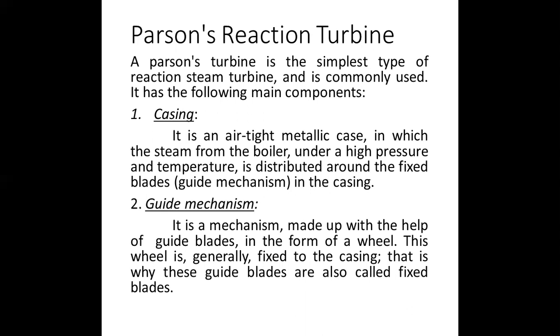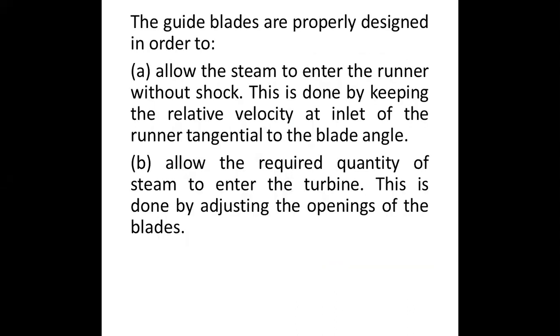Guide mechanism. It is a mechanism made up with the help of guide blades in the form of a wheel. This wheel is generally fixed to the casing. That is why these guide blades are also called fixed blades. The guide blades are properly designed in order to allow the steam to enter the runner without shock, and to allow the required quantity of steam to enter the turbine runner.